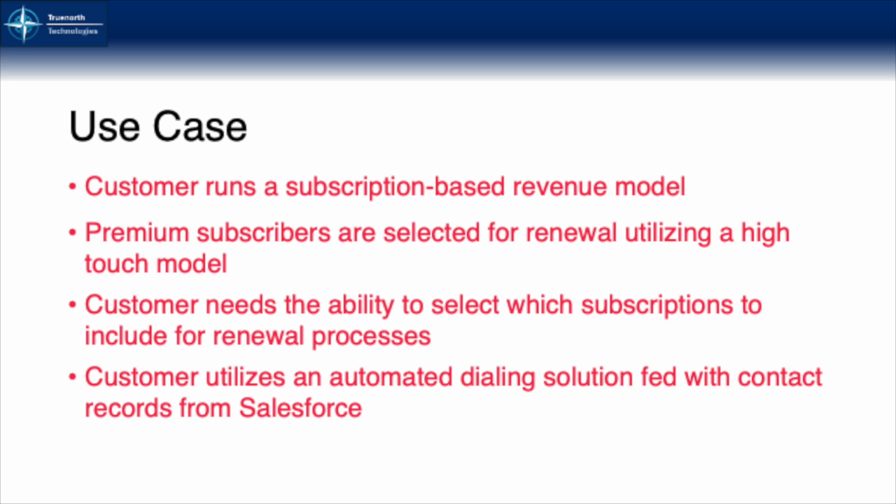Here's the use case our customer gave to us. This customer is running a subscription-based revenue model. For their premium subscribers, they utilize a high-touch outreach model, which means they're going to call the premium subscribers when it's time to renew. The customer needs the ability to select which subscriptions to include in a given renewal process. And the customer does utilize an automated dialing solution, which is fed from the contact records in Salesforce.